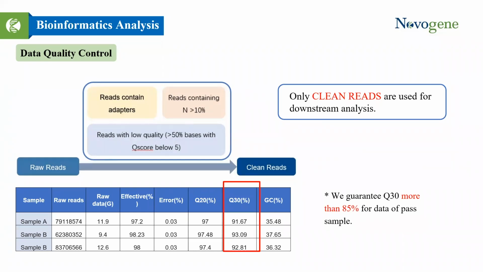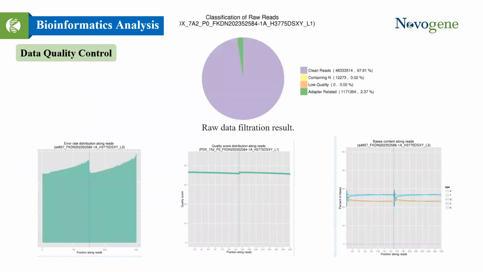We will also do statistics of the sequencing quality and generate a table as below. At Novogene, we guarantee a Q30 score of more than 85% of data for the pass sample. The pie chart shows the raw data filtration result. Our report also includes evaluations for the data result, such as sequencing error rate, GC content distribution, and sequencing quality distribution, as displayed in this slide.